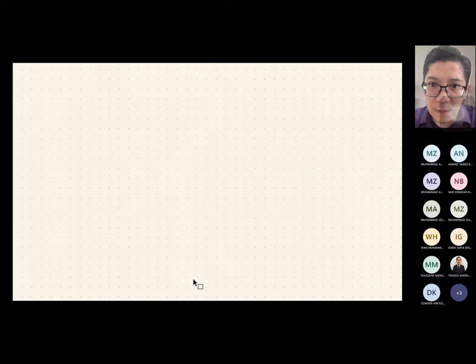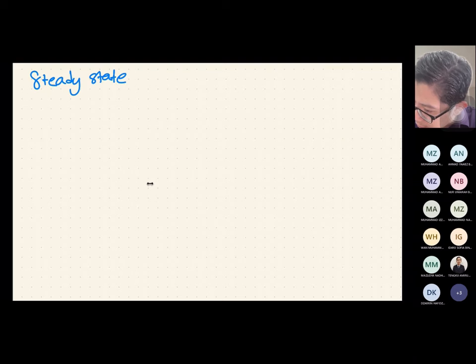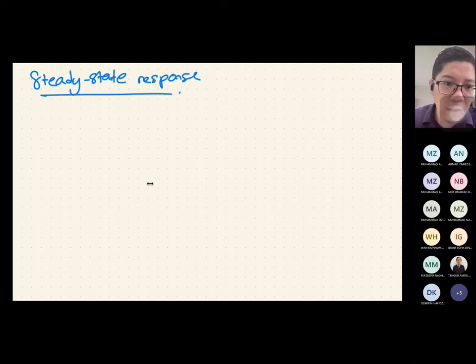Okay. I think it's going to be kind of a revision because we talked about this before. I just want to point out a bit on the process itself. Okay. So now when it comes to steady state response, basically there are two methods.